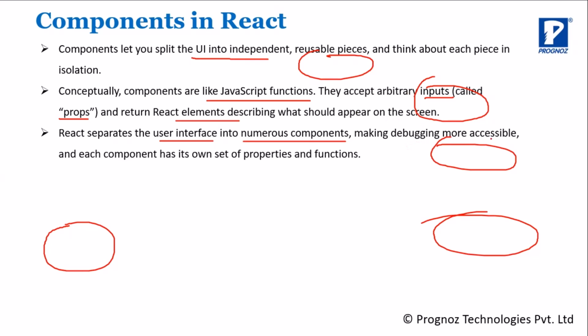React separates the user interface into numerous different components we can create, making it more accessible, and each component has its own set of properties in the function. हर एक कंपोनेंट का खुद का स्टेट होता है, खुद का फंक्शन होता है. It doesn't mean we use the same state and the same functions in different components. Each and every component has its own properties and its own functions available, and we can reuse it.